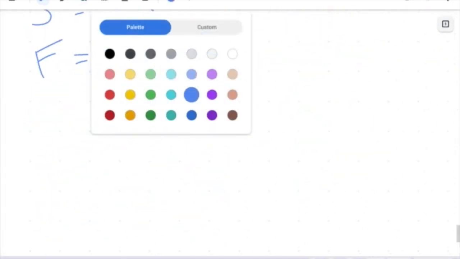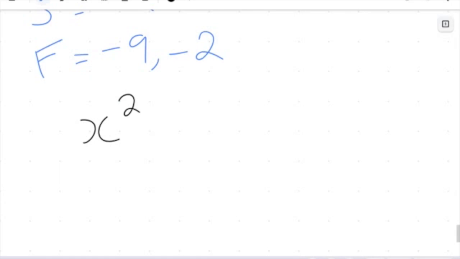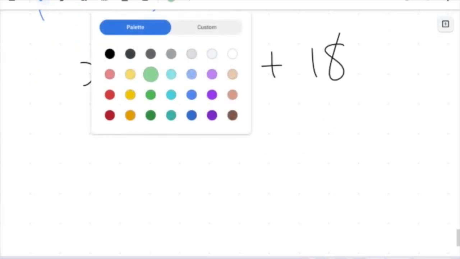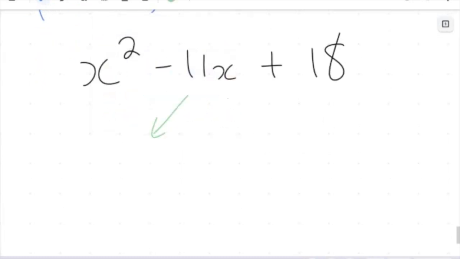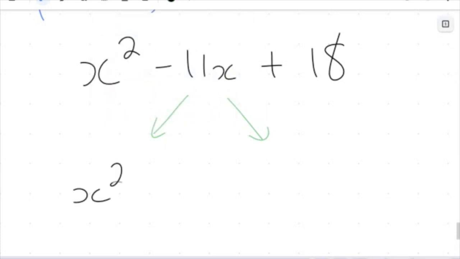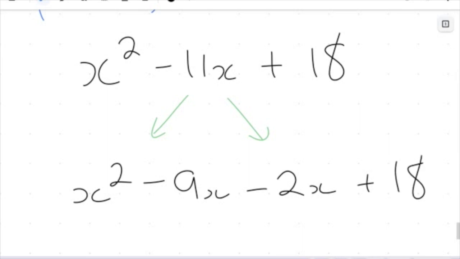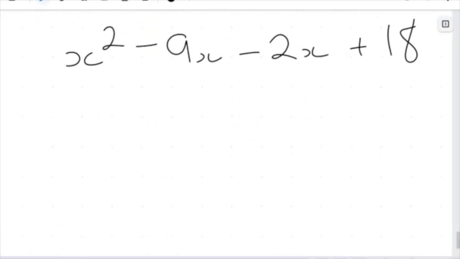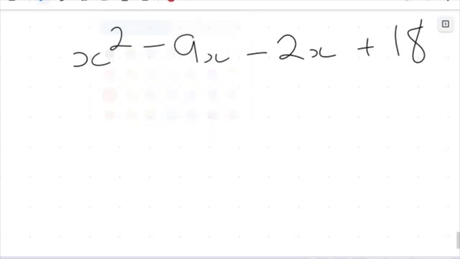So getting rid of this, now we know our factors, I can break up my original expression, x squared minus 11x plus 18, into the two factors. So I'm going to break up negative 11x into x squared minus 9x minus 2x plus 18. So finally, like we've seen every single time, I wind up with 4 terms which I can group in pairs.